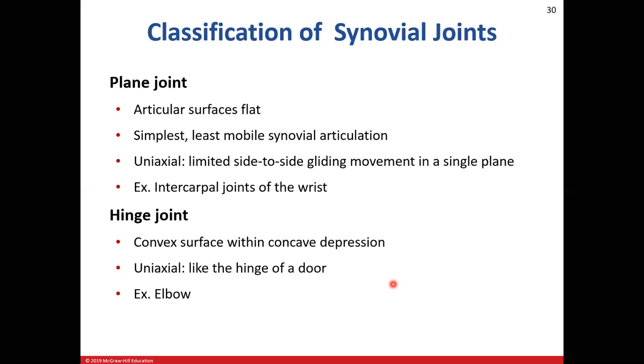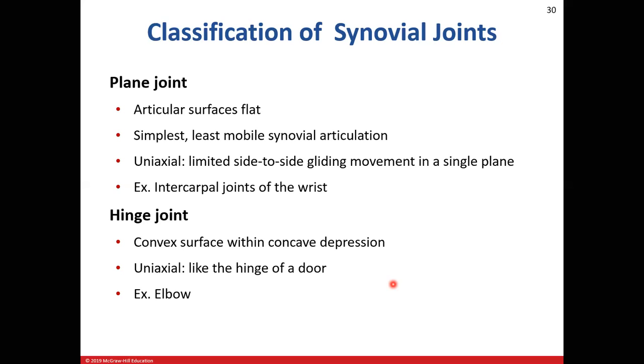So let's look at a plane joint first. A plane joint has articular surfaces that are really a flat type of surface. This is the simplest type of synovial joint, and it has the least mobile synovial articulation. It basically gives us uniaxial movement, which means essentially one plane, and so it's really limited to side-to-side gliding movements in that particular plane. The example of a plane joint that we're going to use is the intercarpal joints of the wrist, okay? And so again, the intercarpal joints of the wrist between each individual carpal bone.